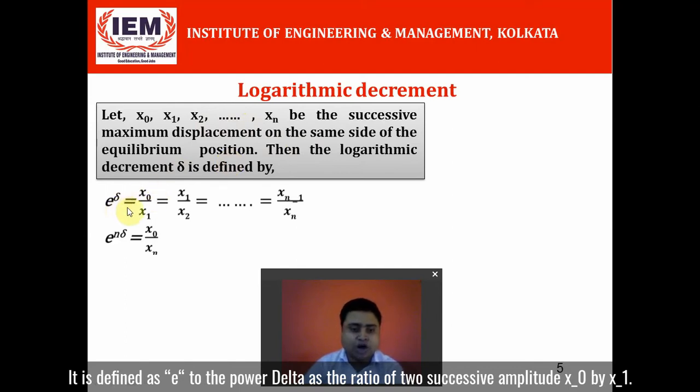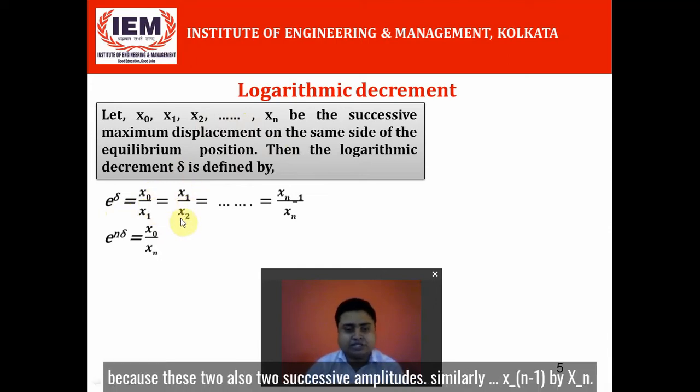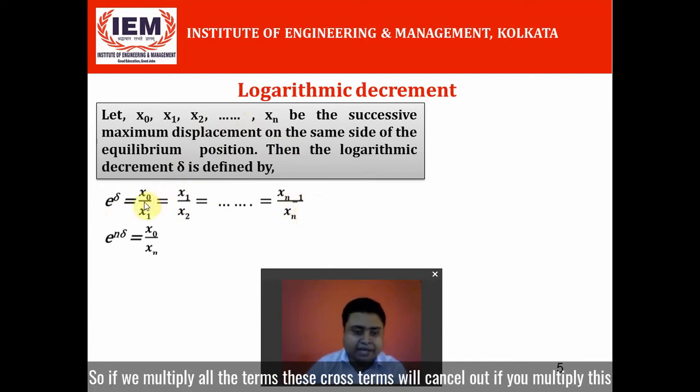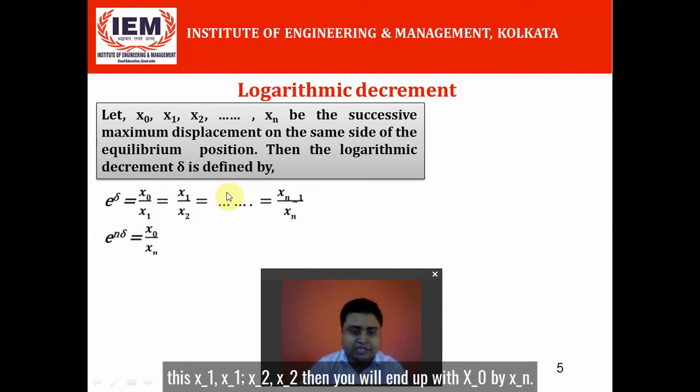Then the logarithmic decrement, given by delta, is defined as e to the power delta equal to the ratio of two successive amplitudes, x0 by x1. Again it may be written as x1 by x2, because these two are also successive amplitudes. Similarly x n minus 1 by xn. If you multiply all the terms, the cross terms will cancel out, and you will end up with x0 by xn.